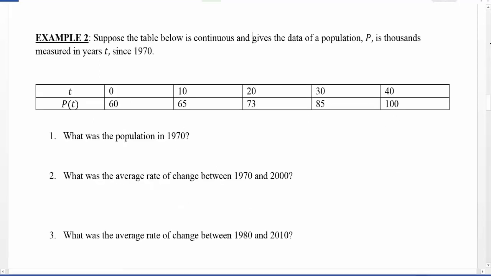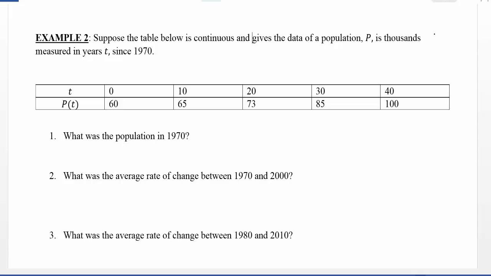We can also look at the average rate of change by using a table. So suppose the table below is continuous and gives the data of a population P in thousands measured in years T since 1970. One of the things that we need to address here is the fact that this function is a continuous function and the data reported on the table just gives us a snapshot. We talked before about what it means to be continuous versus discrete, and while tables are normally discrete, we can talk about information from a continuous function.